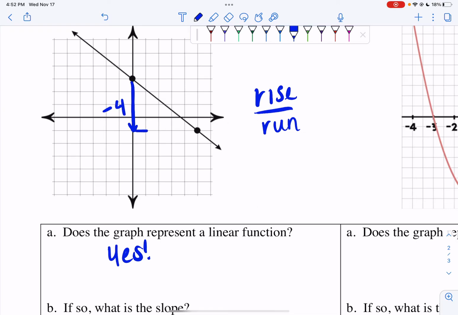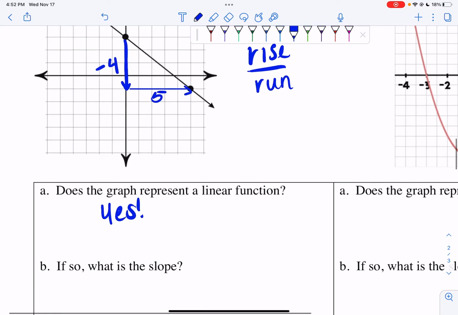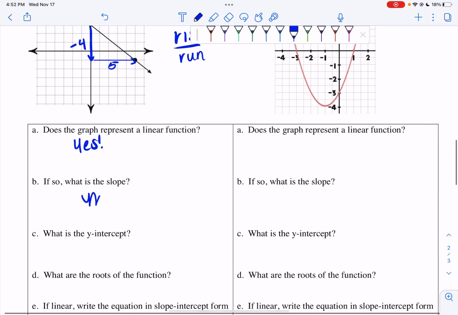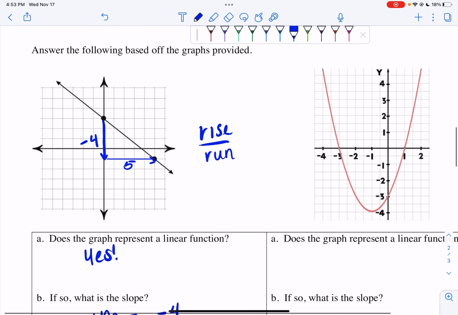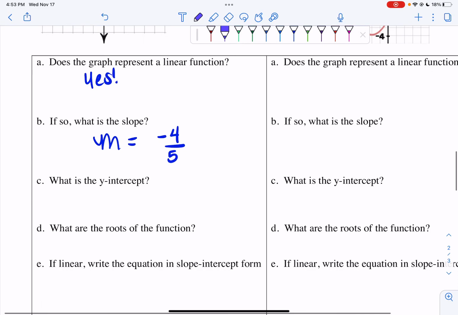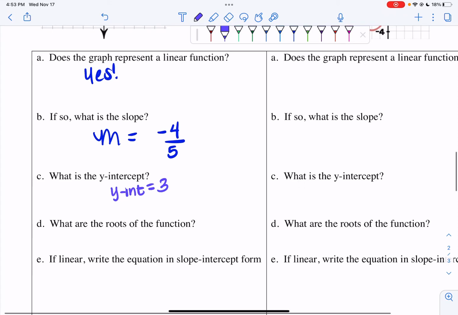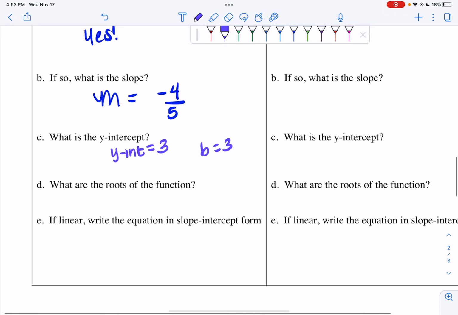And then I go to the right, 1, 2, 3, 4, 5. So I can say my slope is -4 over 5. Now our y-intercept, that is where we cross the y-axis. So if I look, I cross the y-axis right here, and that occurs at 1, 2, 3. This is a 3. So I can say my y-intercept is equal to 3. I can also write b equals 3, or I can write it as 0, comma 3.